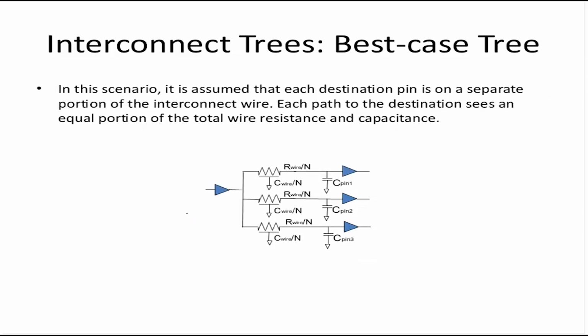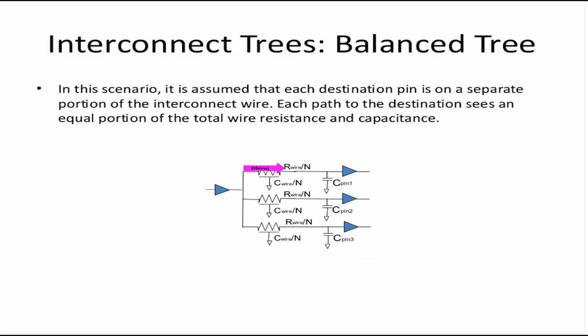Second is the balance tree. Now in balance tree, the R and C are equally divided among all the receivers, all the fan outs. So the total resistance being R wire and total capacitance being C wire, this section has R by N and C by N. This section has R by N and C by N. Again, the same section has R by N and C by N. This is a balance tree.